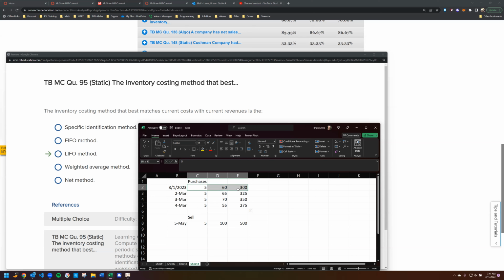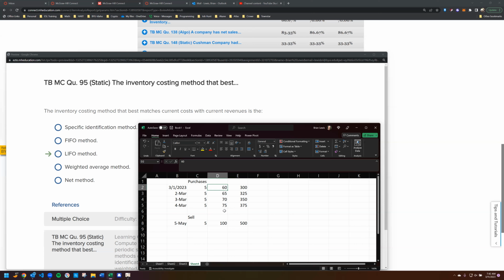FIFO would be this one, right? We would start at the first and we work our way down. So the current cost would not be this one because current cost is 55. And more than likely, my scenario is a little off. Maybe this is more like 75, right? Because costs usually increase, they don't usually decrease. So let's say even in this case 75 is going to be the current cost and FIFO is going to pick up 60. So FIFO would be no.